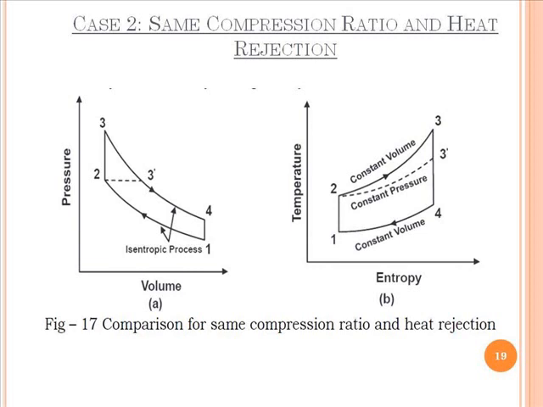So from this TS diagram, it is very much clear that the amount of heat supplied in the Otto cycle is more compared to the diesel cycle, and because of that, efficiency of Otto cycle is definitely higher than the diesel engine for the same compression ratio and same heat rejection. And because of that, efficiency of Otto cycle is more than efficiency of dual cycle, and efficiency of dual cycle is more than efficiency of diesel cycle for the same compression ratio and same heat rejection.